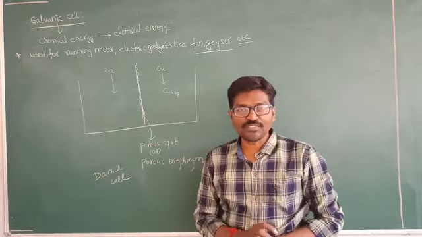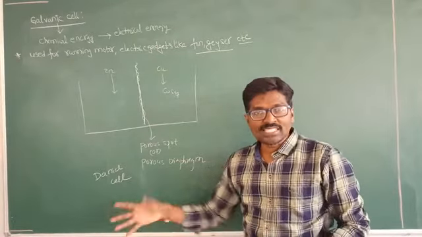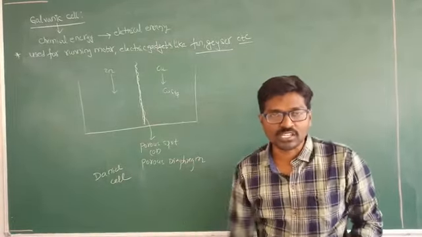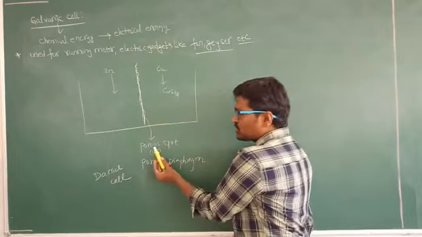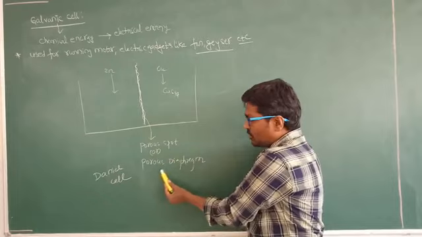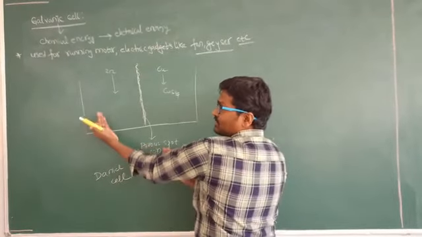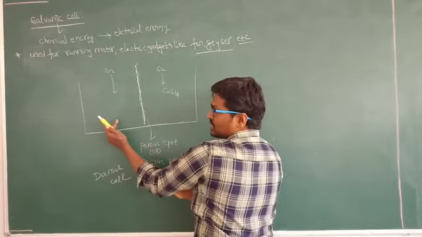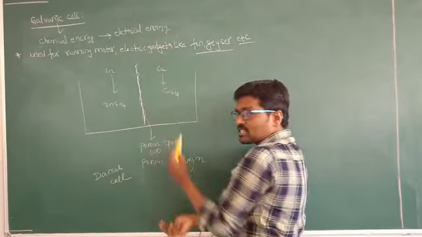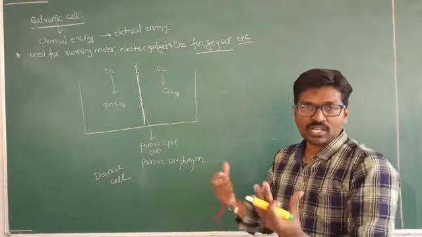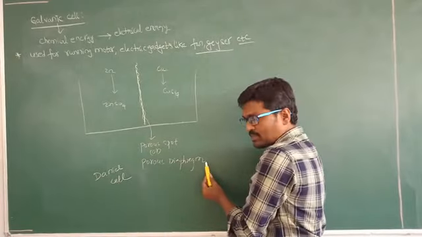What is the difference between the galvanic cell and the Daniel cell? In the Daniel cell we are not using any type of salt bridge. In the place of that salt bridge, we mostly use a porous pot or porous diaphragm. On the left-hand side we take the zinc rod dipped in the zinc sulfate solution, and the copper rod is dipped in the copper sulfate solution, without using the salt bridge, by using this porous pot or porous diaphragm.